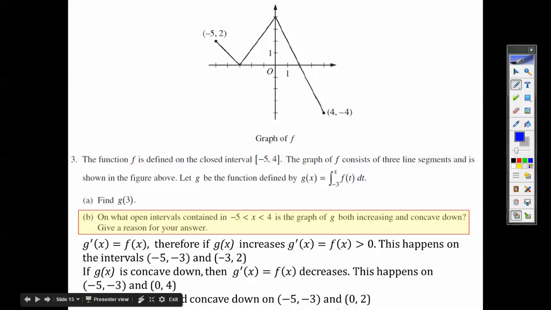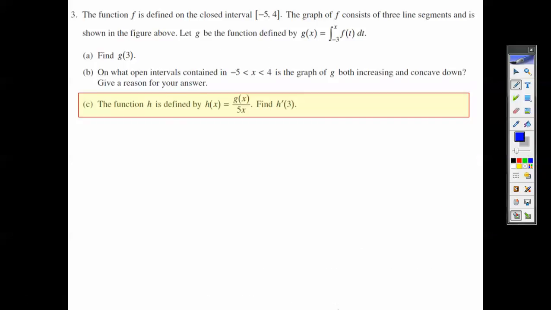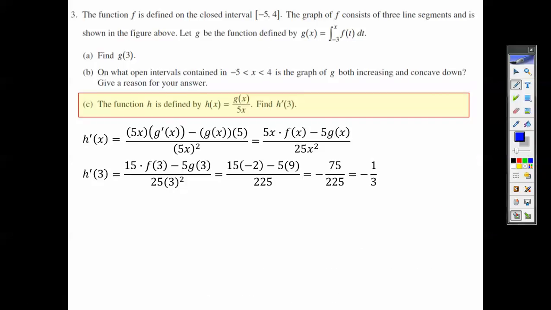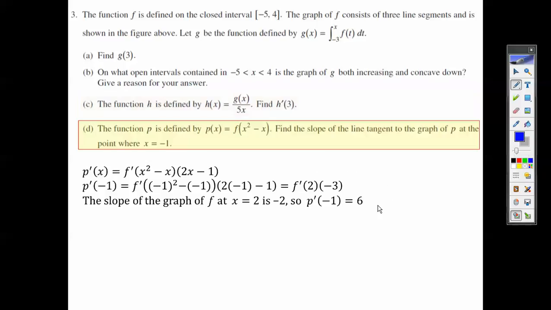So there's your final answer right now: -5 to -3, and 0 to 2. Okay, and then this one, you do your quotient rule. So g prime times the bottom left alone minus g left alone times the derivative of the bottom, all over that squared. You get all this mess, plug in all your numbers, -1/3. Okay, and then this last one, so the derivative of the outside is f prime. Leave the x squared minus x alone, times the derivative inside, 2x minus 1. When it's all said and done, you get 6.